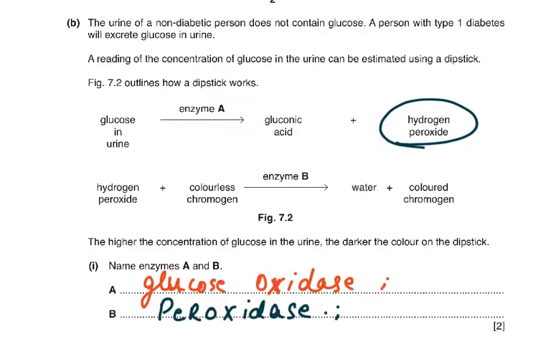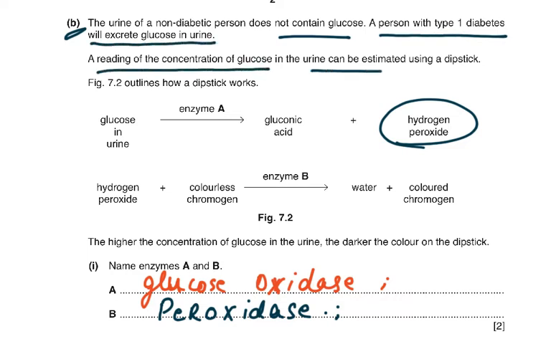Then coming to the next part B of the question, the urine of a non-diabetic person does not contain glucose. A person with type 1 diabetes will excrete glucose in the urine. The concentration of glucose in the urine can be estimated using a dipstick: glucose in the urine, enzyme A, gluconic acid plus hydrogen peroxide. Then hydrogen peroxide plus colorless chromogen, enzyme B, water plus colored chromogen, and that is the color which you're going to compare with the color standard. The higher the concentration of glucose in the urine, the darker the color on the dipstick. So we have different colors with which we are going to match it.